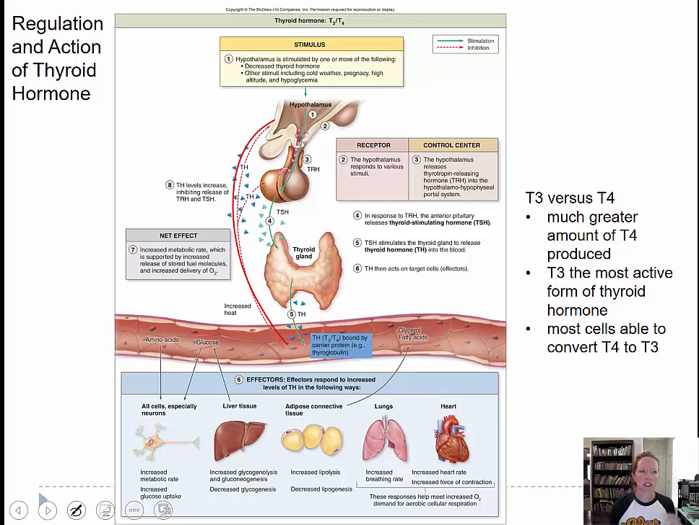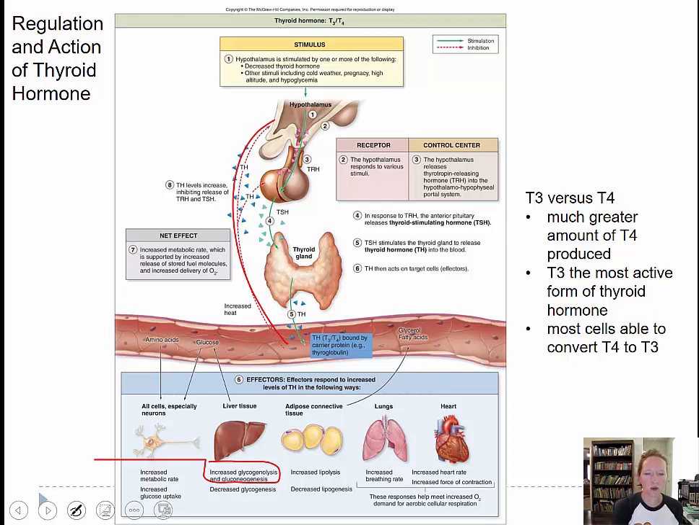So let's first take a look and see how we're going to get glucose into the bloodstream. One thing we can do is go to our glucose storage center, which is glycogen in the liver. So this is what's happening right here.